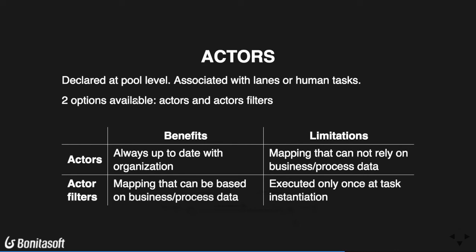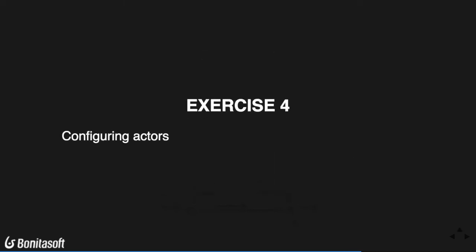The limitation with this approach is that the actor filter is executed only once, at the instantiation of the task, meaning that if the list of candidates returned by your logic changes after the task has been created, it won't be automatically updated for this task. You will have the option, however, to run the actor filter again using an API. So it can be done. Hopefully it's clear. I know it's a lot of information for the actors, but we're going to have an example highlighting the two approaches in the exercise that comes out right now.